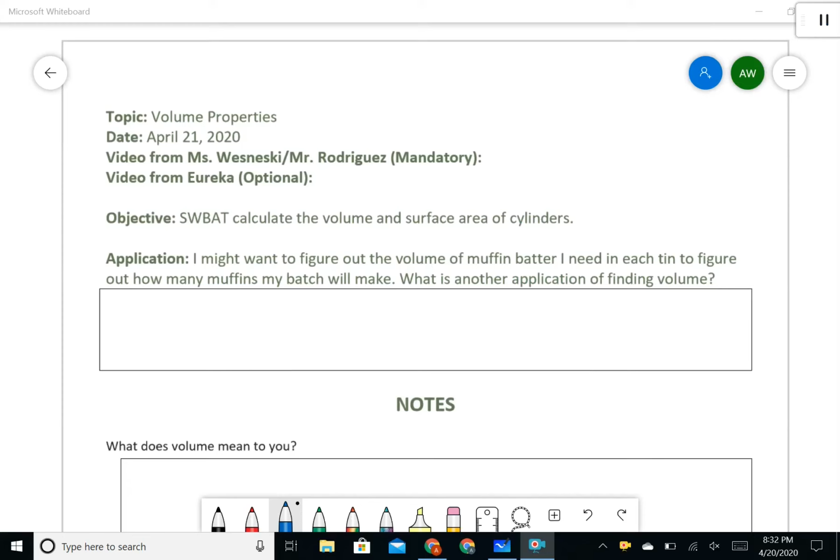So today we're going to talk about volume properties. Our objective today is that students will be able to calculate the volume and surface area of cylinders and prisms.